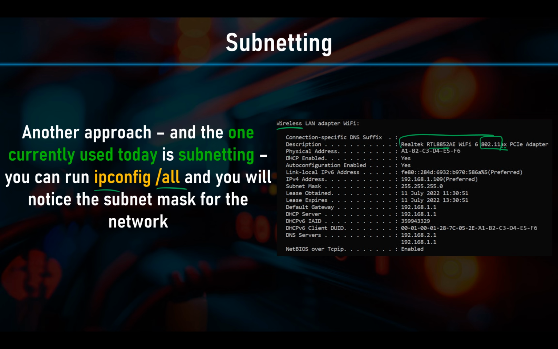So when it says physical address, physical address just means MAC address. I think we may have looked at the MAC address in a previous video, I can't remember. If we've not, then we'll look at it later in this series.